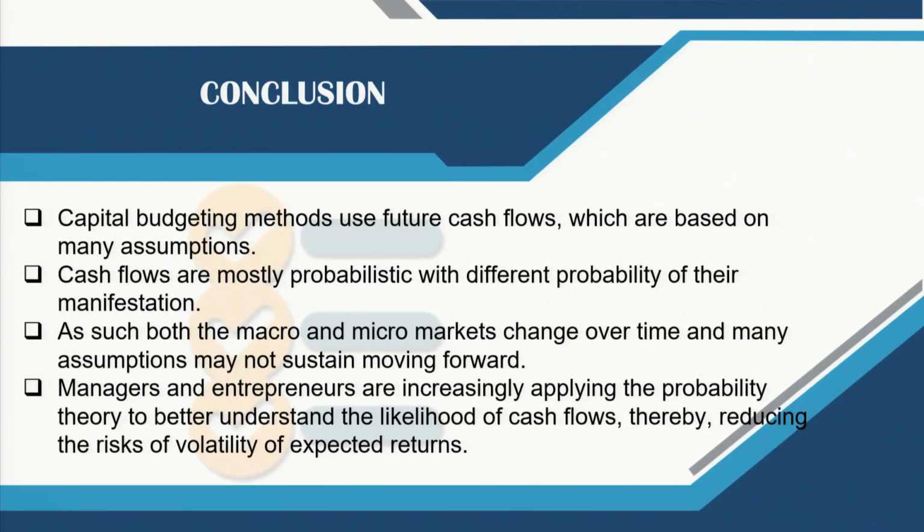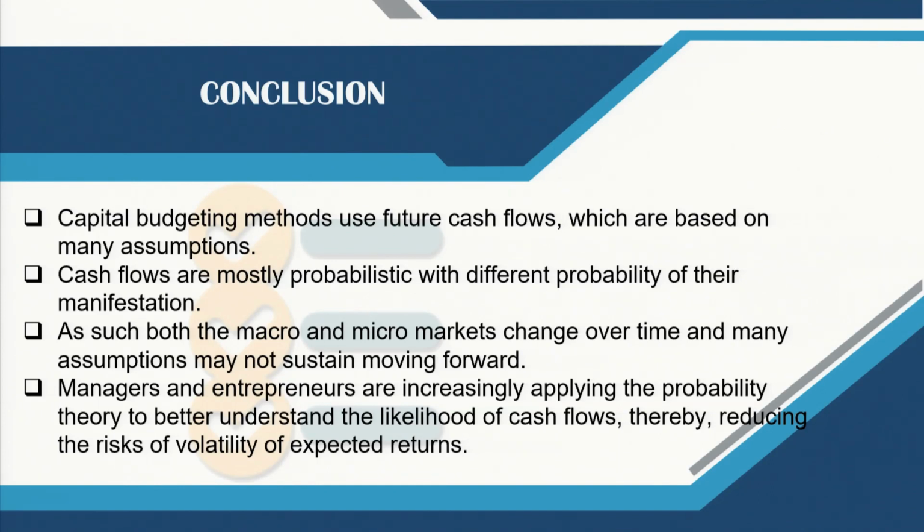Capital budgeting methods use futuristic cash flow. Some word of caution actually: it uses future cash flows which are based on many assumptions. So, nothing is sacrosanct and there is no golden rule. Then cash flows are mostly probabilistic with different probabilities of their manifestation. You never know which one is going to happen. So, you may estimate based on an optimistic, realistic and maybe pessimistic approach, and then you may have 3 different cash flows, 3 different net present values, 3 different IRRs, you can estimate all of that.